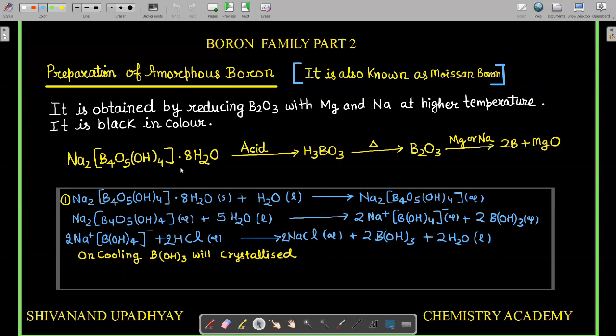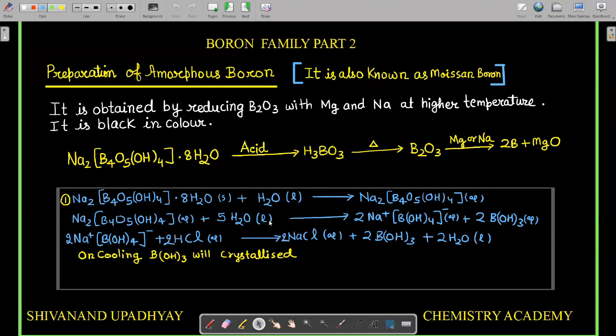From nature, this is borax, and when borax is treated with acid, let me explain this whole method. Borax is a solid. When added to water, it will dissolve and react with water. So there is hydrolysis of this borax. On hydrolysis, there is formation of sodium borate. On dissolving in water, it will react with water to form 2 tetrahedral units and 2 triangular units. So this is sodium borate and this is boric acid. It is a buffer solution because boric acid, an acid, and its conjugate base are there.